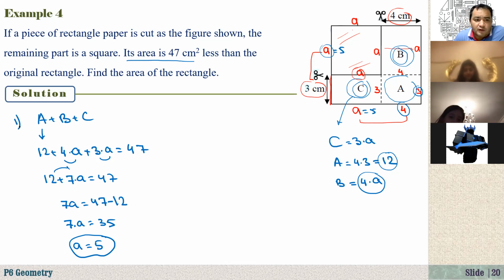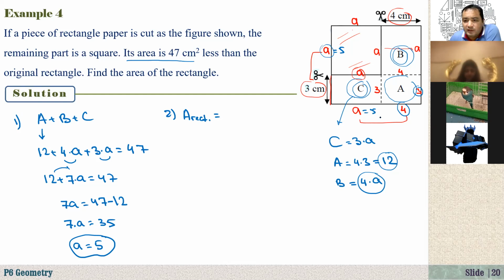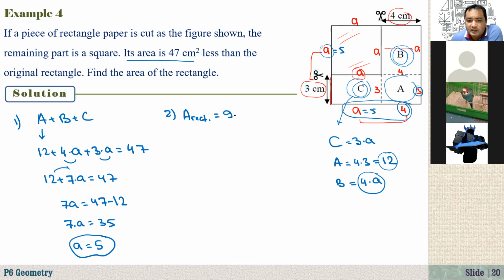So that's step number 1. Step number 2: the area of the rectangle is equal to length, 5 plus 4, that's equal to 9, times width, 5 plus 3, that's equal to 8, which is equal to 72 cm squared.